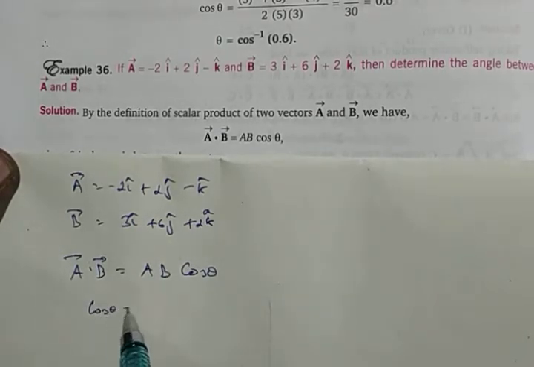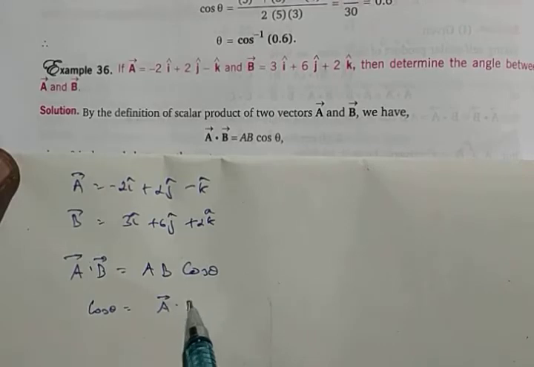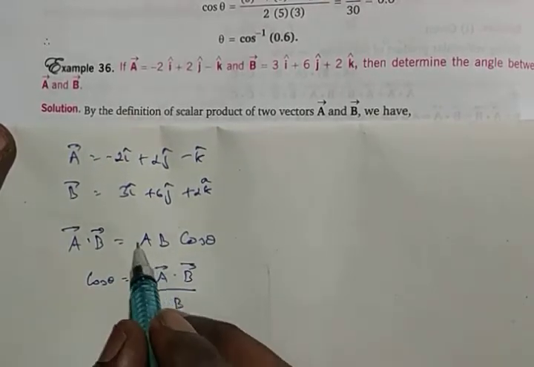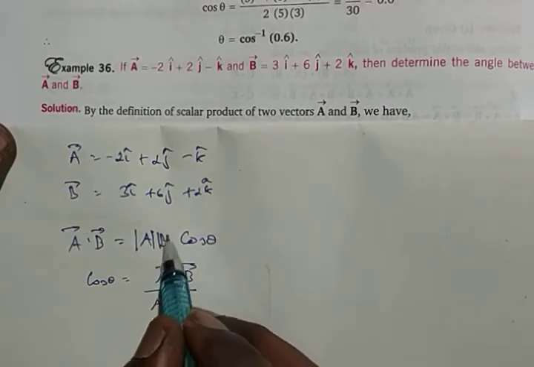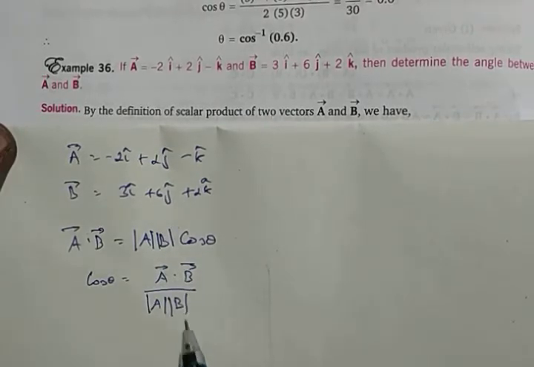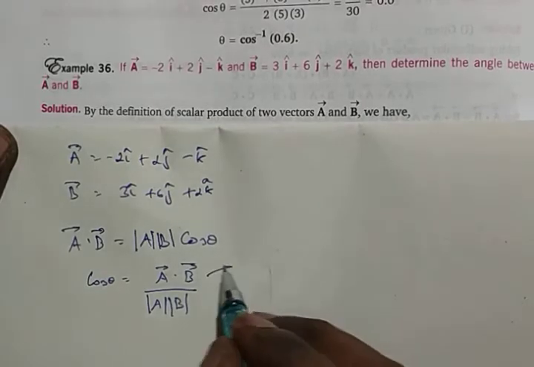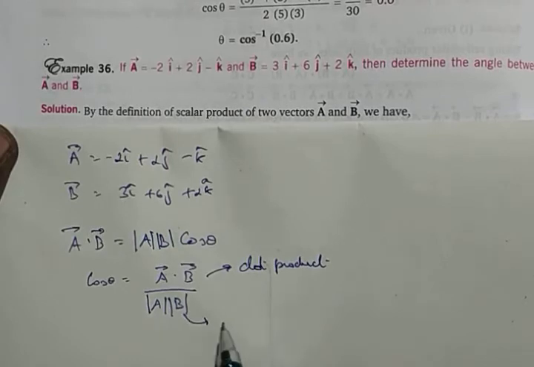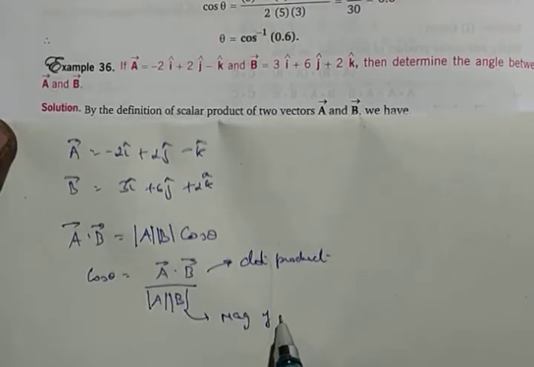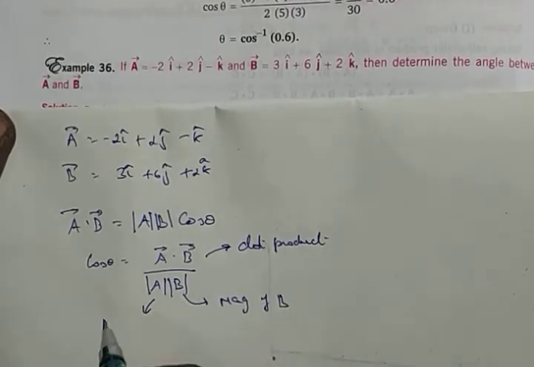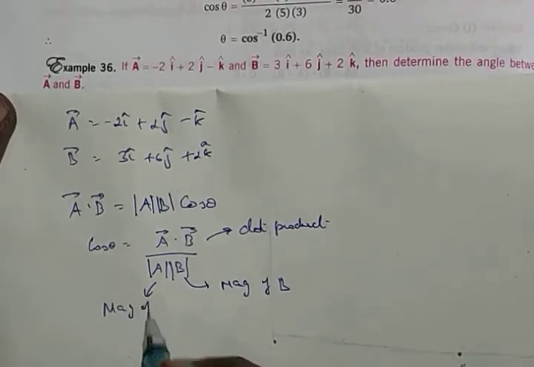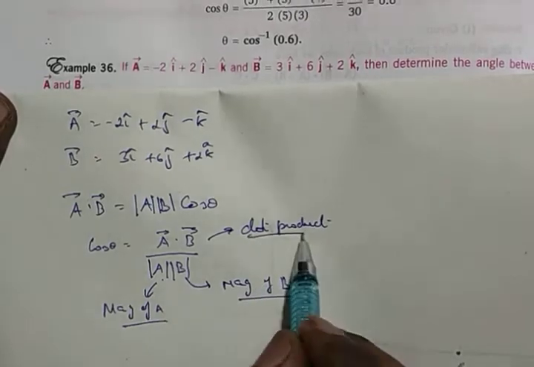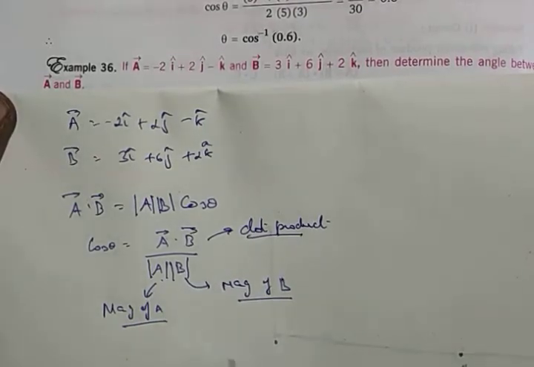Cos theta is going to be equal to A dot B upon A and B. What is this A? This is magnitude of A, magnitude of B. So these two are magnitudes. This is dot product. Separately, you need to find out magnitude of A, magnitude of B and dot product, and then put all things together. So we'll go one by one.